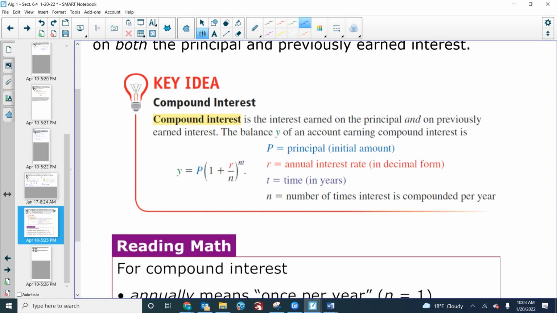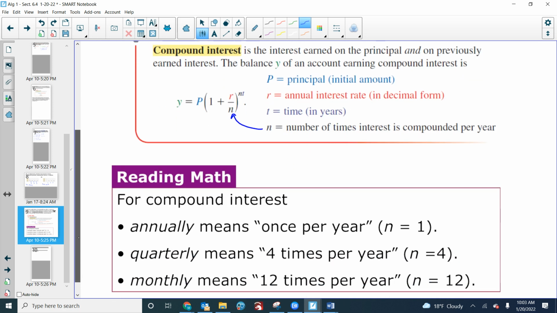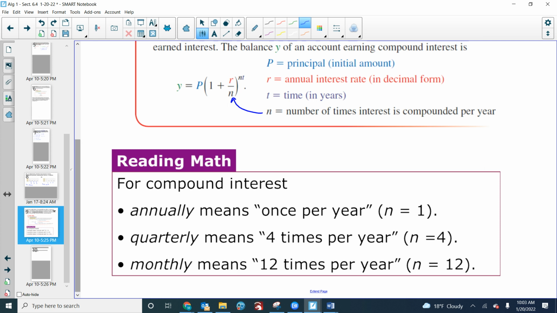So what has to happen is you have to multiply the number of times you compounded times the time in years. All right. So this is the equation there. So n goes in here. When you have your rate that we've already worked with, you divide it by the number of times it's compounded per year. Annually means once per year. Quarterly means 4 times per year. Monthly means 12 times per year.